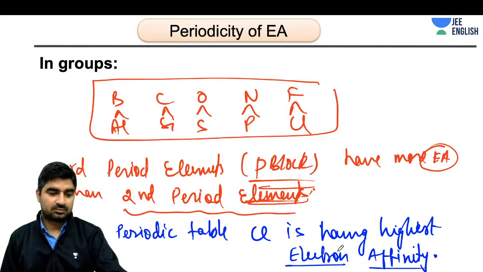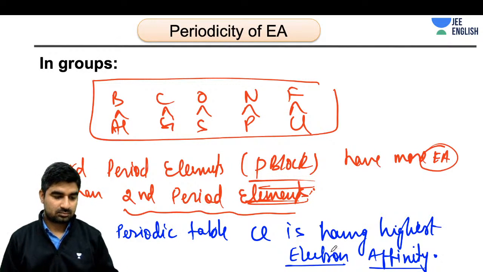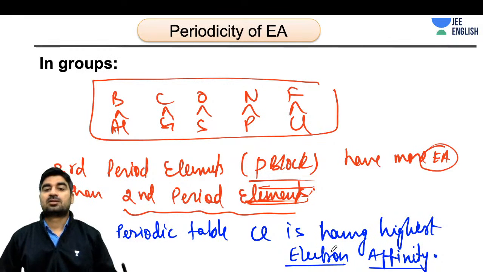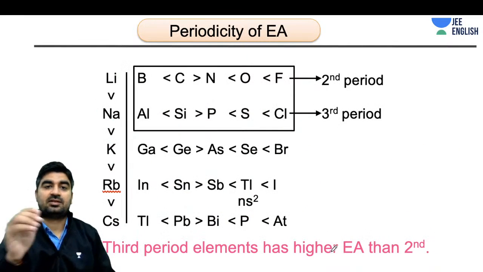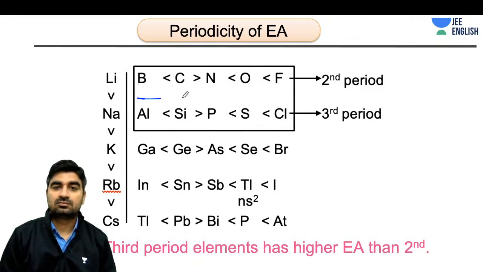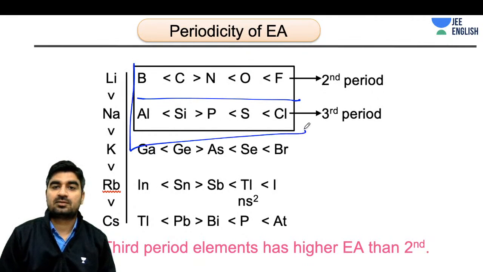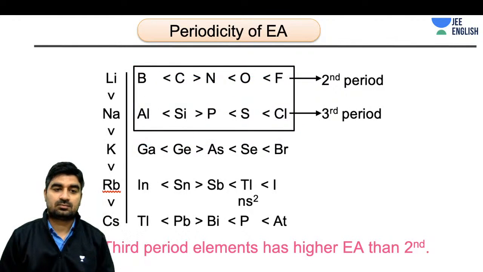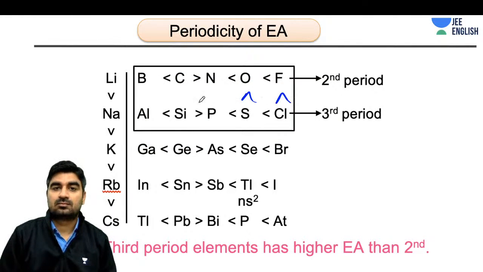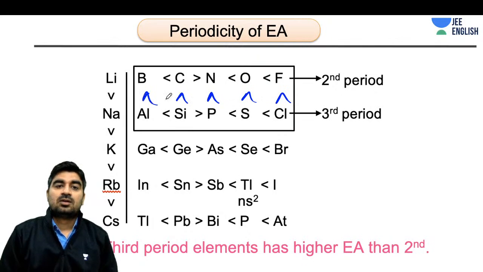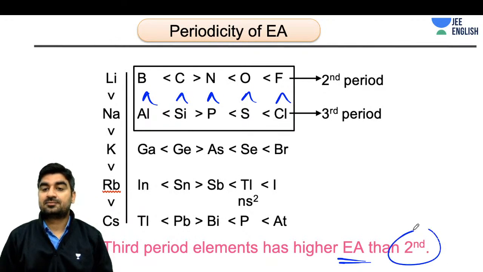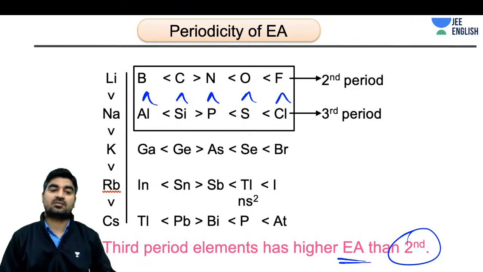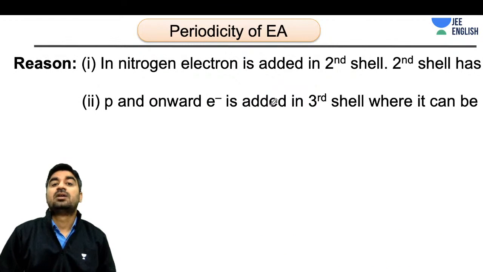Note it down. Chlorine is having the highest electron affinity. Remember it. What is the reason for it? Now I will tell you.